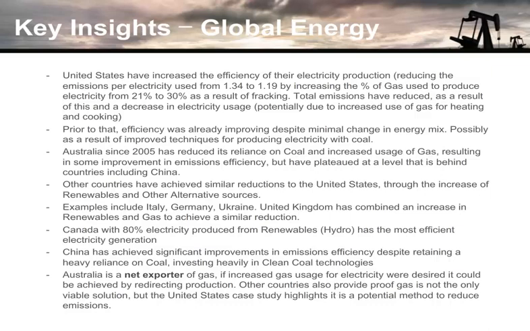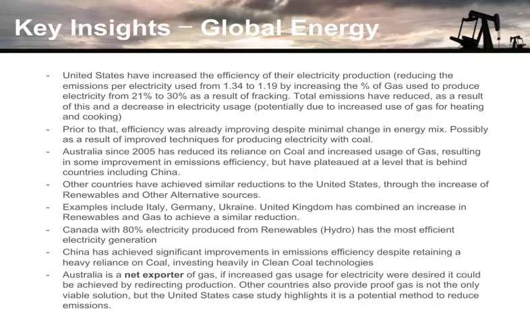A number of countries have also reduced emissions through increasing the reliance on renewable energy sources. Those include Italy and Germany, as well as the Ukraine. And then there's the United Kingdom, which did it through both increasing gas and increasing the amount of renewables. That second dashboard shows that Australia is a net exporter of gas.